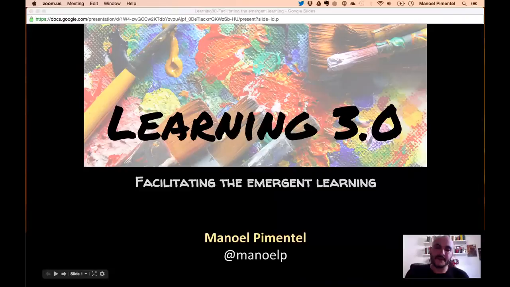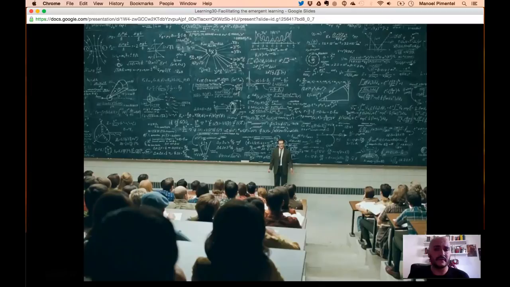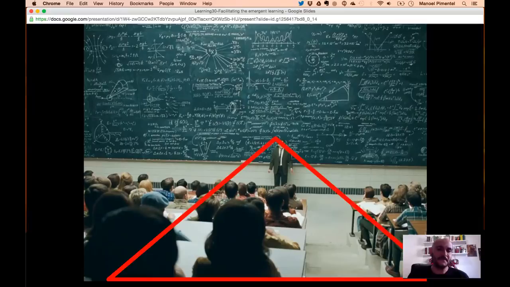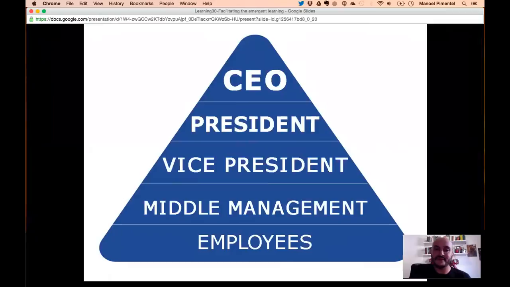Probably the most important thing about Learn 3.0 is to understand the motivation behind the concept. If you look, for example, at a traditional classroom, probably you will recognize a kind of pattern. Which pattern do I talk about? Probably you'll see a kind of pyramid. It's a strong pyramid, to be honest, but why is it important? It's important because this pyramid is very similar to a traditional pyramid present in an organization, for example.